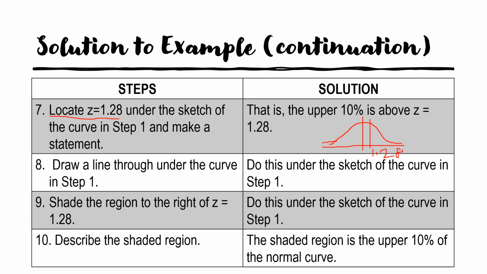Then for step number 9, shade the region to the right of z, which is equal to positive 1.28. So we're considering this area at the right of your positive 1.28 z-score that we can map to your 10%. This will be your area that we're considering in this example.